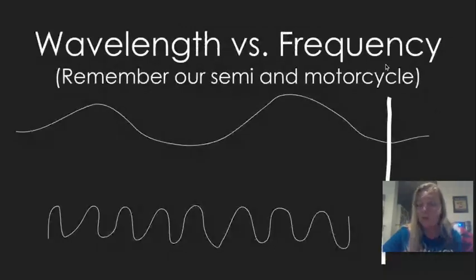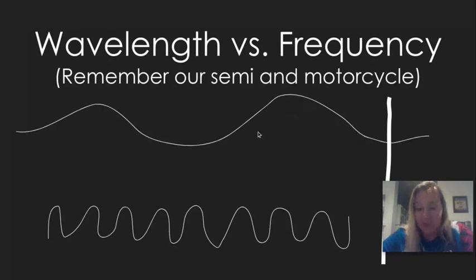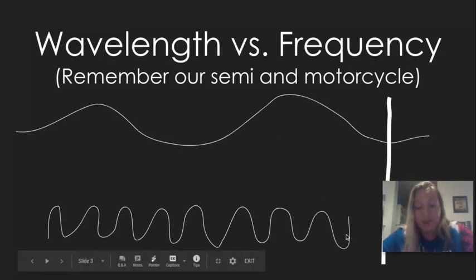All right, so frequency and wavelength are related. Remember, this is our semi and motorcycle example. Our longer wavelengths are going to have lower frequencies, and our shorter wavelengths are going to have higher frequencies. If we hit play and these waves started moving at the same speed past this point, it would take a lot longer for these bigger waves to pass by that point, so we'd have a lower frequency. Whereas these short waves would pass by the point really quickly, so they'd have a high frequency.